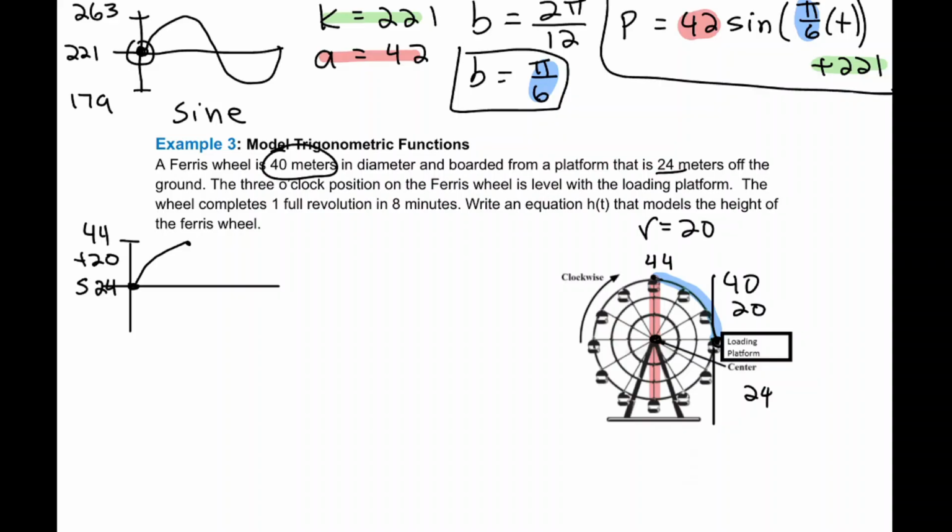Then you're going to come back. You're going to keep going as you're spinning. You're going to come back down to the center. Then it's going to keep rotating around. It's going to go down below by 20. Down to the ground, it's going to go to 4 above the ground when you get to the bottom. You minus 20. And then it's going to keep going, and then you're going to end up back at the loading platform where you started. So there's my graph.